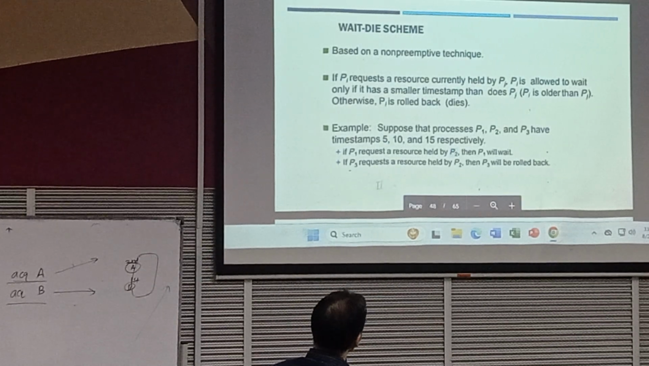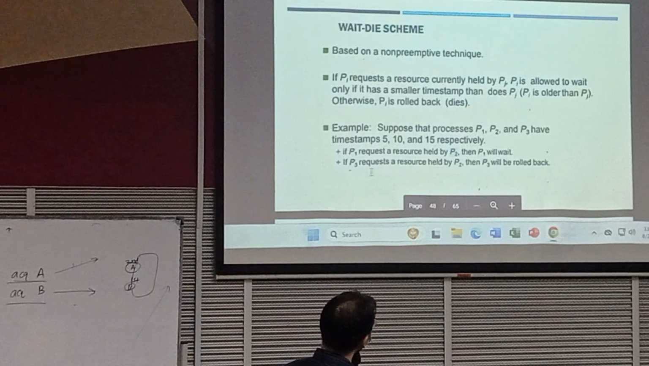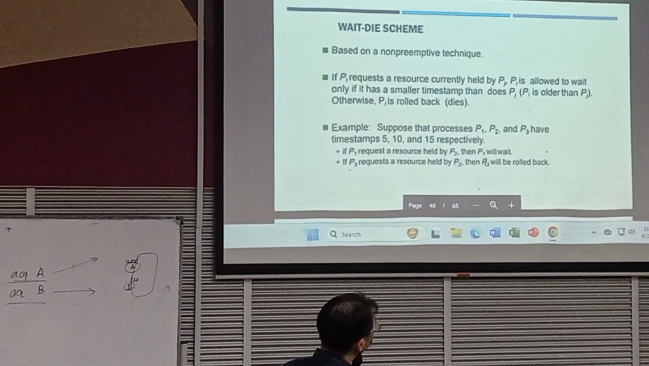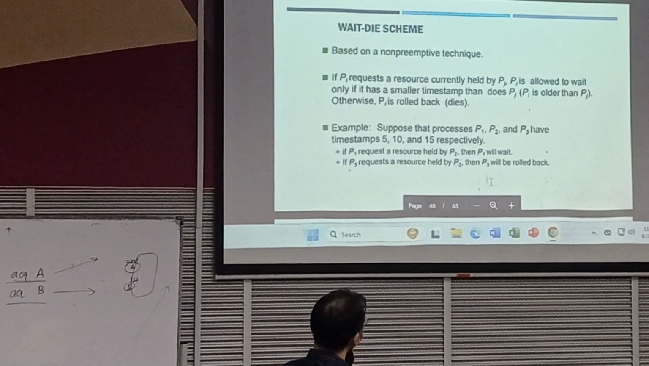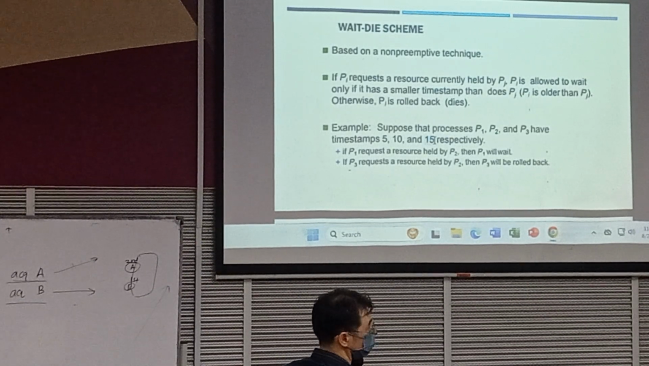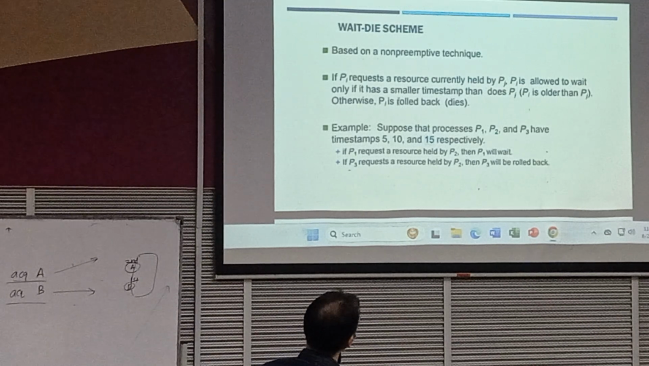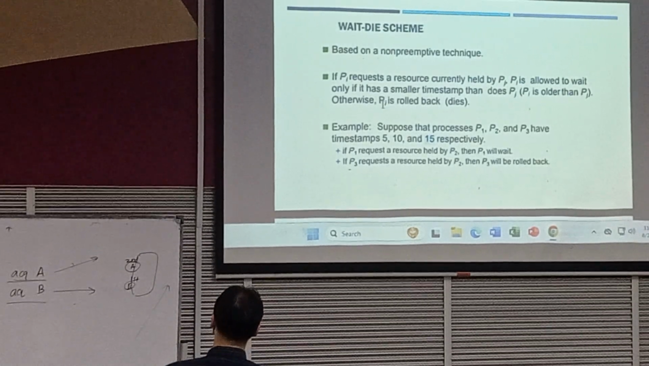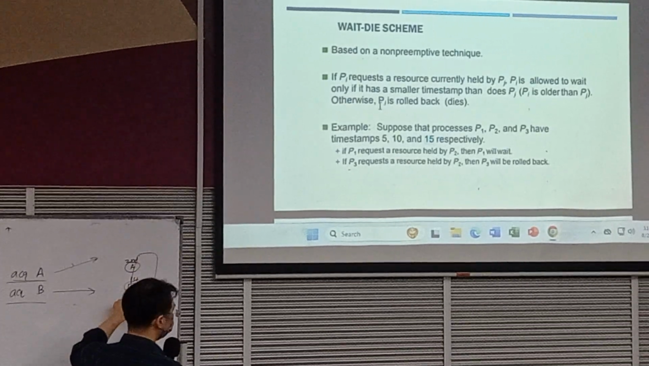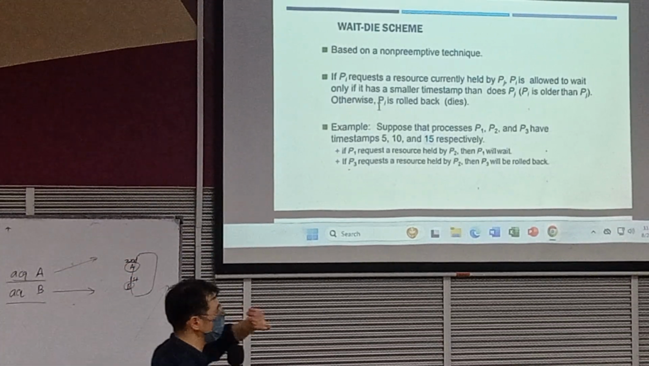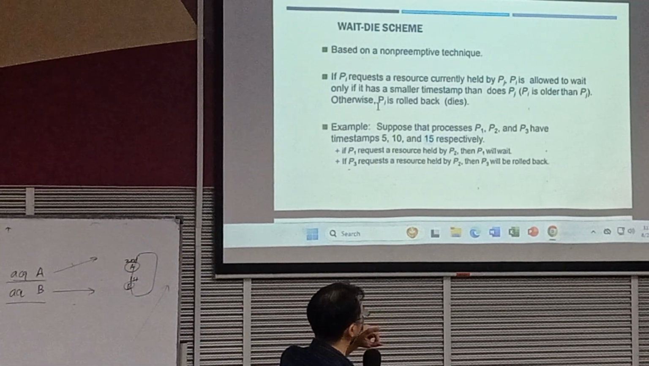Now, if let's say P3 comes and P2 is holding it, now P3 is going to be rolled back, because P3 has a timestamp which is 15. This is a wait-die scheme. So it depends on who comes first, and also the timestamp. Looking at the timestamp, it will adjust itself to make it right.